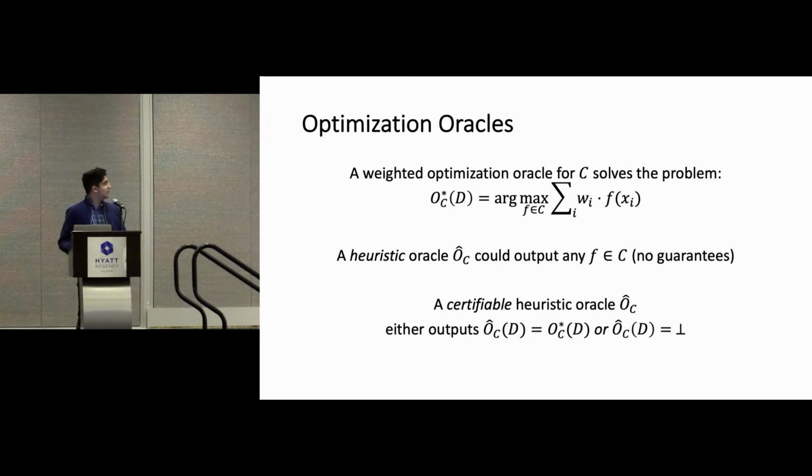And the third, which is the regime where we can actually prove something, is a certifiable heuristic oracle. So either it succeeds and solves the optimization problem and outputs a certificate of correctness, or it fails and just outputs fail. So we can think of integer linear program solvers like branch and bound as a motivating example for a certifiable heuristic oracle.